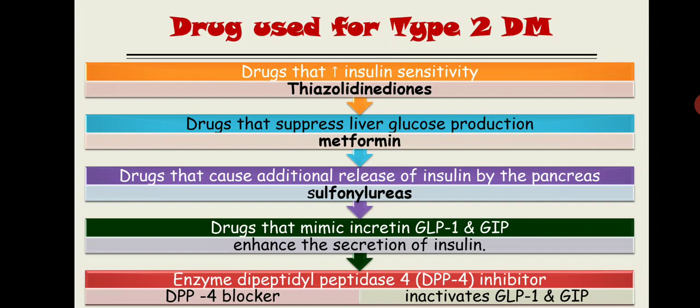So the incretins GLP-1 and GIP can be present for a prolonged period of time and it will lead to increased insulin secretion. Now this is all about our endocrine pancreas.